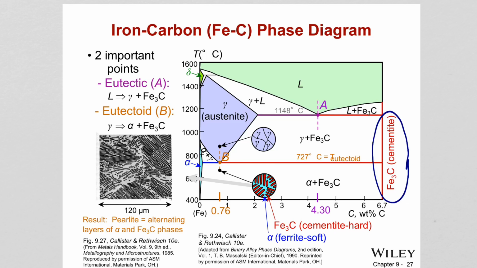And this is the only important part of the phase diagram because it gives information about steel manufacturing, steel production. Because steel, remember, is an alloy of iron with carbon. So that's why only this region of the phase diagram is actually very important.